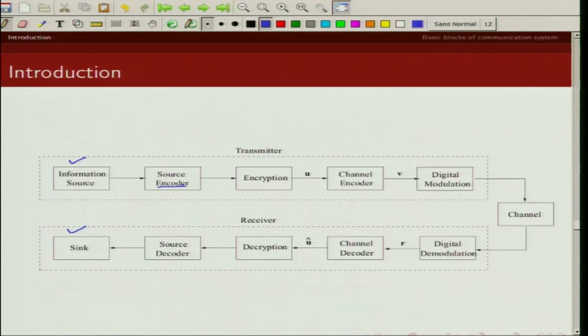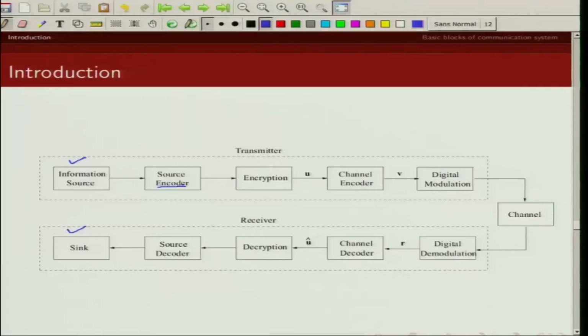For example, in the English language, the letter Q is always followed by U. There is no word starting with Q which does not have U as the second letter. So if you want to transmit a word starting with Q, it is redundant to send U, because Q will always be followed by U, right. So the whole idea of the source encoder is to basically represent your source efficiently in the minimum number of possible bits.